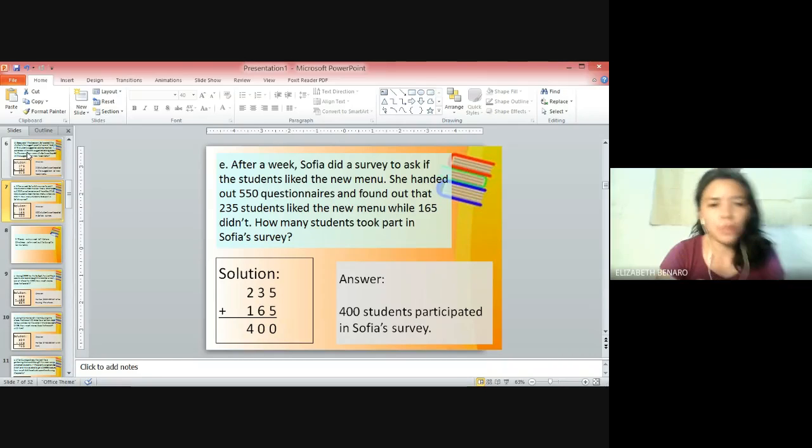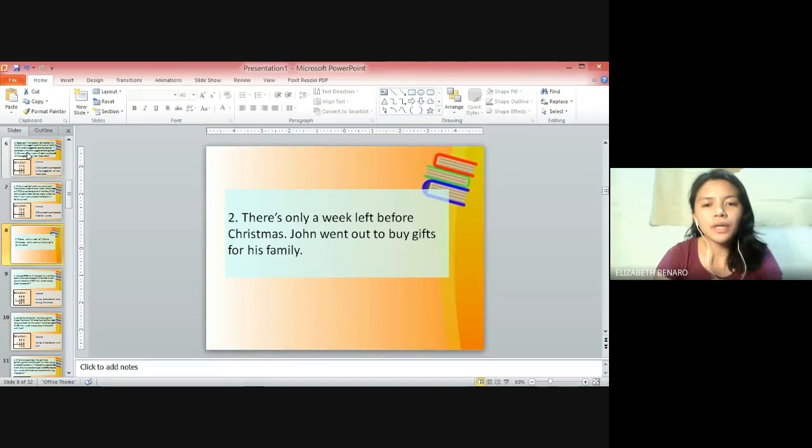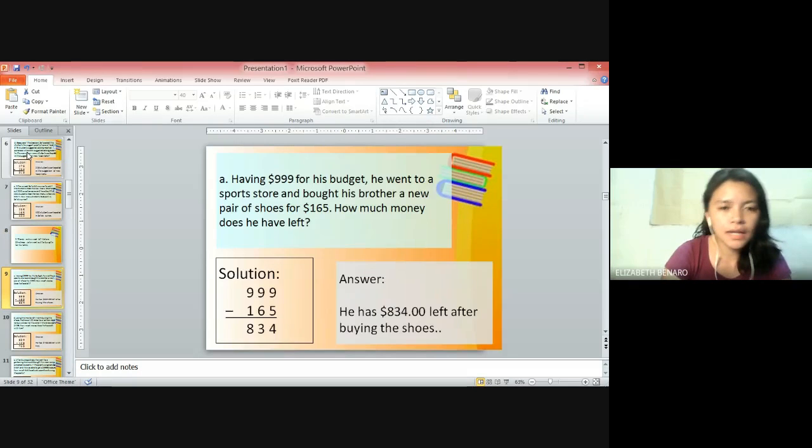Let's proceed to number 2. There's only a week left before Christmas. John went out to buy gifts for his family. Letter A. Having $999 for his budget, he went to a sports store and bought his brother a new pair of shoes for $165. How much money does he have left? So here is the solution. $999 less 165 is equal to 834. So the answer is he has $834 left after buying the shoes.